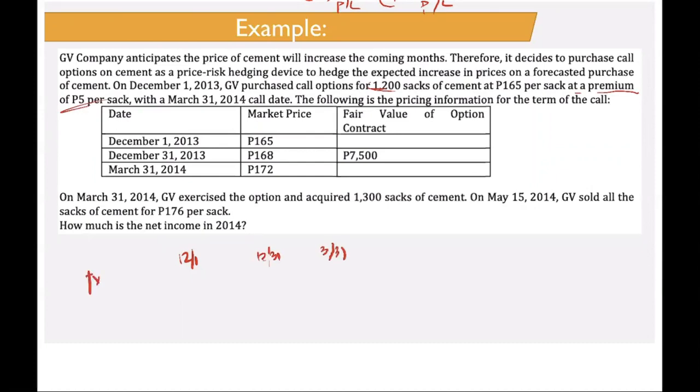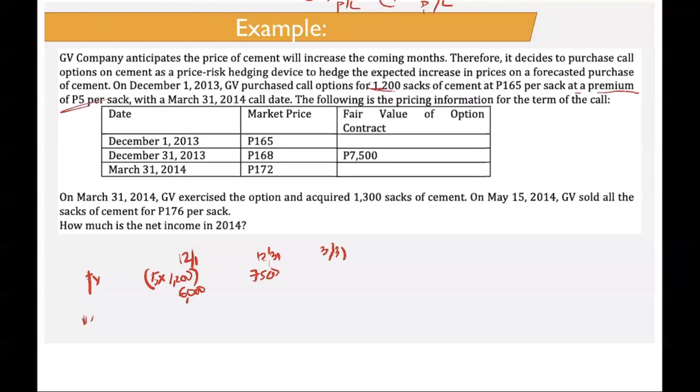So what is the fair value of our option? Our fair value of option is based on our option premium. We have computed it: 5 multiplied by 1,200 stocks, we have 6,000. And then on December 31, we have a fair value of 7.5.